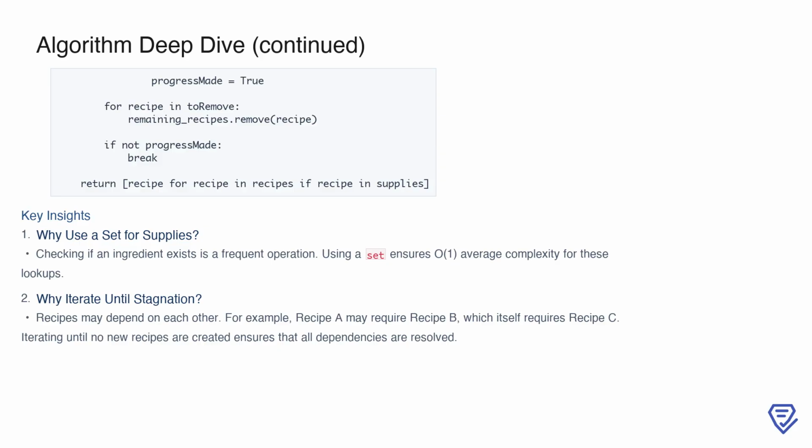After processing, completed recipes are removed from remaining _recipes, ensuring that only recipes still requiring evaluation remain. If no progress is made during an iteration, the loop breaks, signaling that no further recipes can be created. The final result is a list of recipes that were successfully added to the supplies.